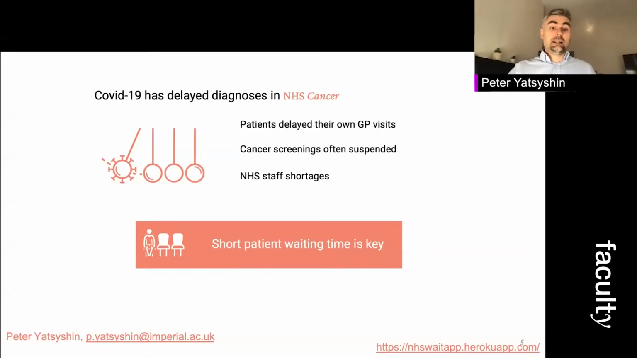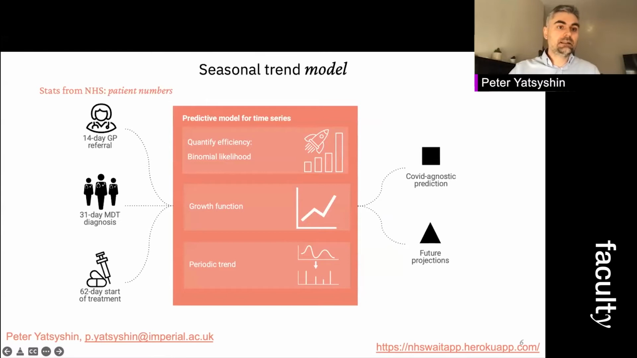So regarding COVID, we can phenomenologically say that it has impacted waiting times for cancer patients due to patients oftentimes delaying their own GP visits because they were afraid of COVID, or cancer screenings being suspended due to COVID. And of course, there were NHS staff shortages. So the question is, can we quantify all these factors in any way? This is what we did. We looked exactly at that.